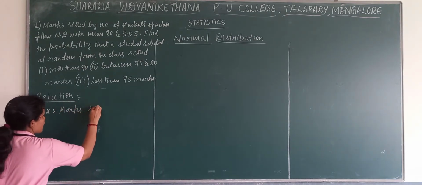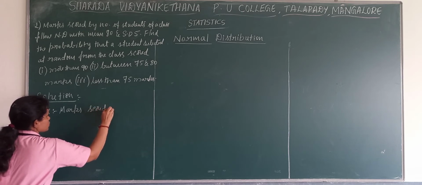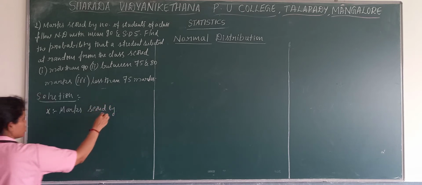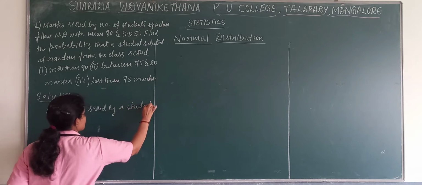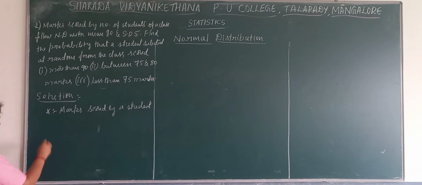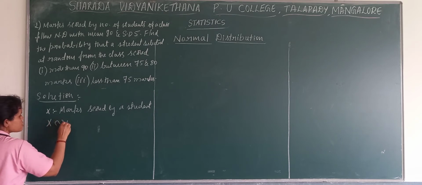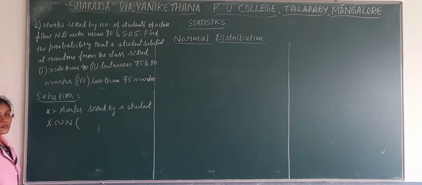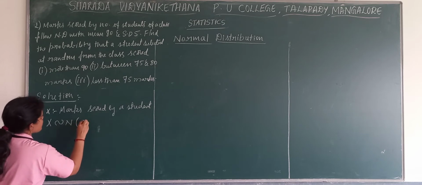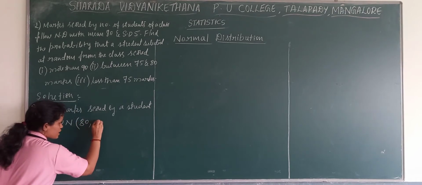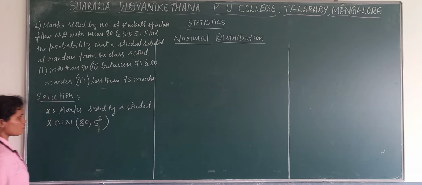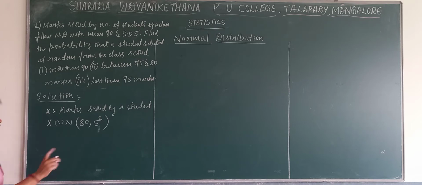So here we can write: marks scored by a student, that is X. Then X follows N. What is the mean? The mean is 80. And what is the standard deviation? Standard deviation we have to present in the form of variance.